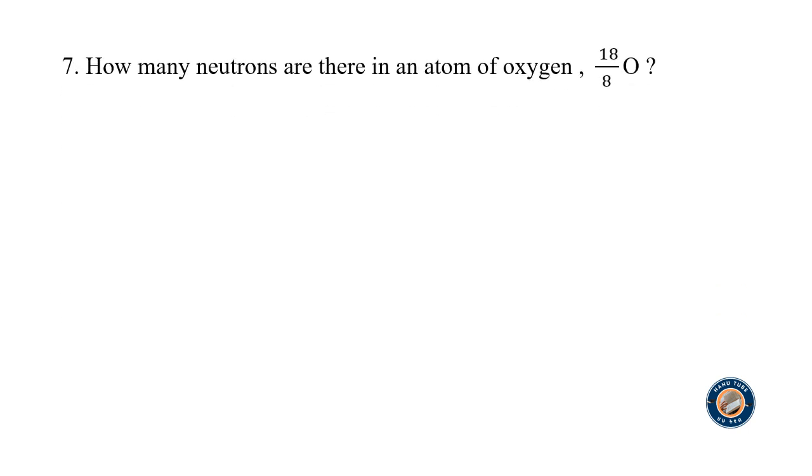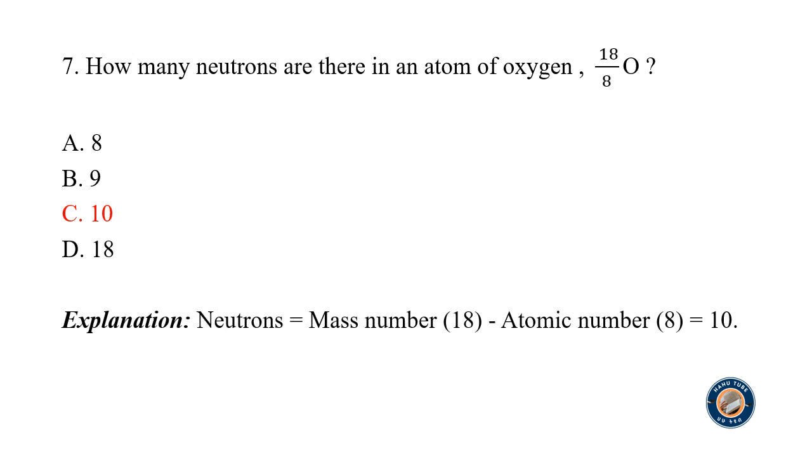Question number 7. How many neutrons are there in an atom of oxygen with the mass number of 18 and atomic number of 8? A. 8. B. 9. C. 10. D. 18. The answer will be 10. Neutrons equal mass number minus atomic number. Therefore 18 minus 8 is equal to 10.